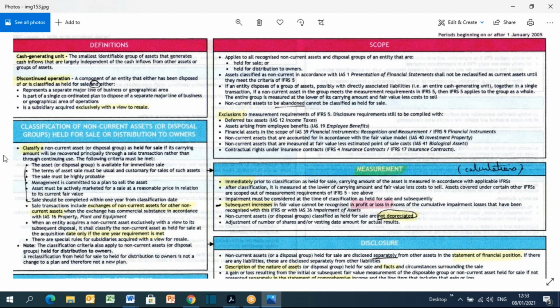The sale must be highly probable. The management is committed to a plan to sell the asset. If you see in the question that there is no plan in place, you should not classify this, and that the asset is marketed for a sale price that is reasonable, and that the sale should be completed in 1 year. So every single requirement of this standard should be complied with, otherwise you cannot classify this as a non-current asset held for sale.